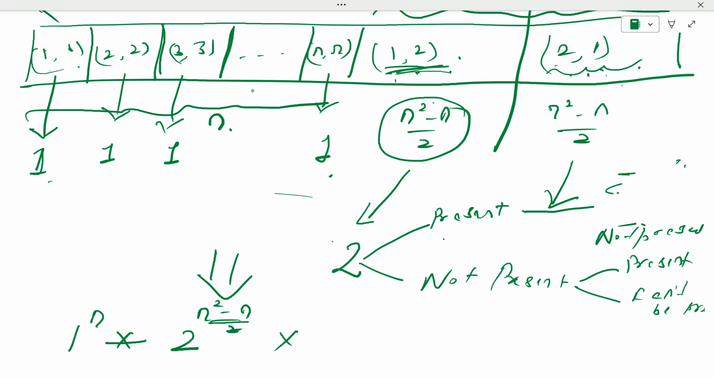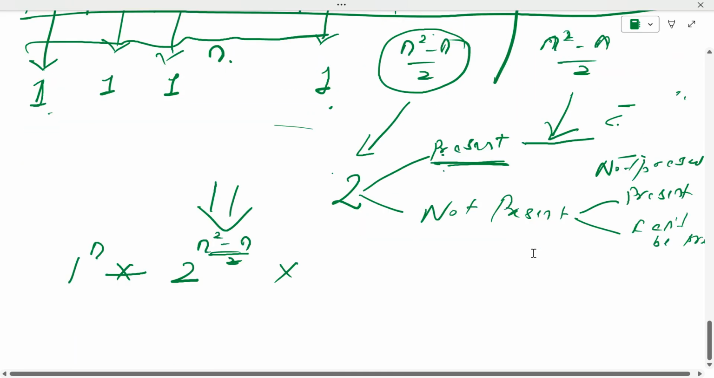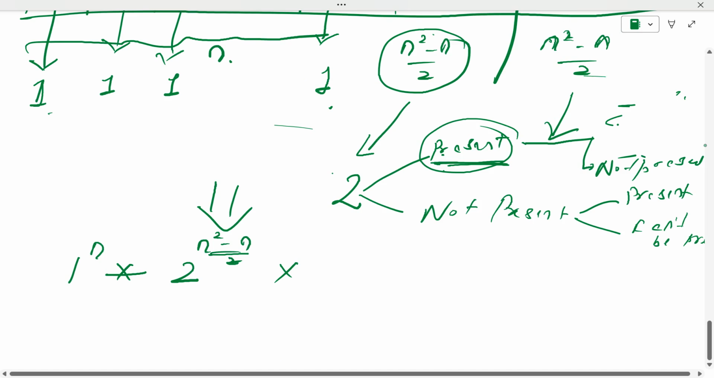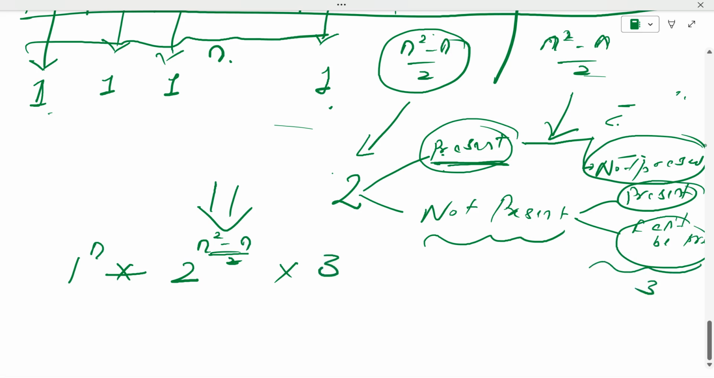And for each of these possibilities, for the remaining n square minus n by 2, if this element is present, like 1 2 is present, then the only possibility for the remaining is that it shouldn't be present. But if it is not present, then it can be present or it cannot be present. So altogether for this, there are three possibilities for the remaining n square minus n by 2. So 3 raised to the power n square minus n by 2.